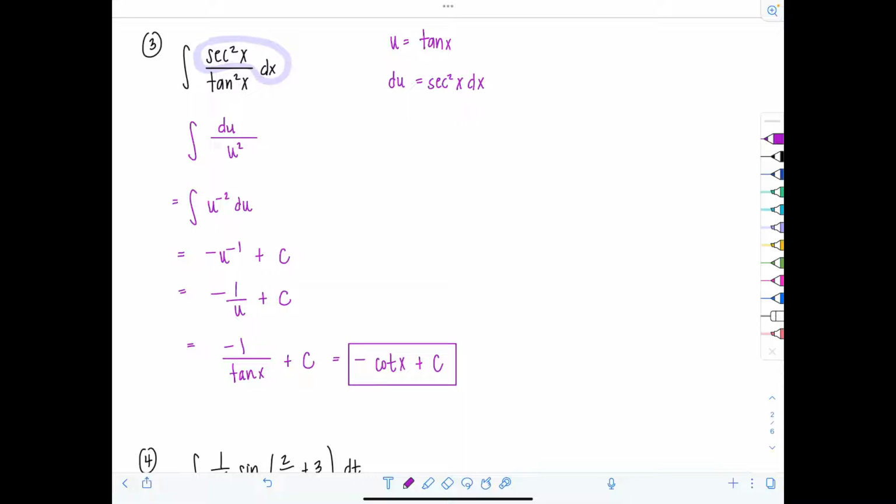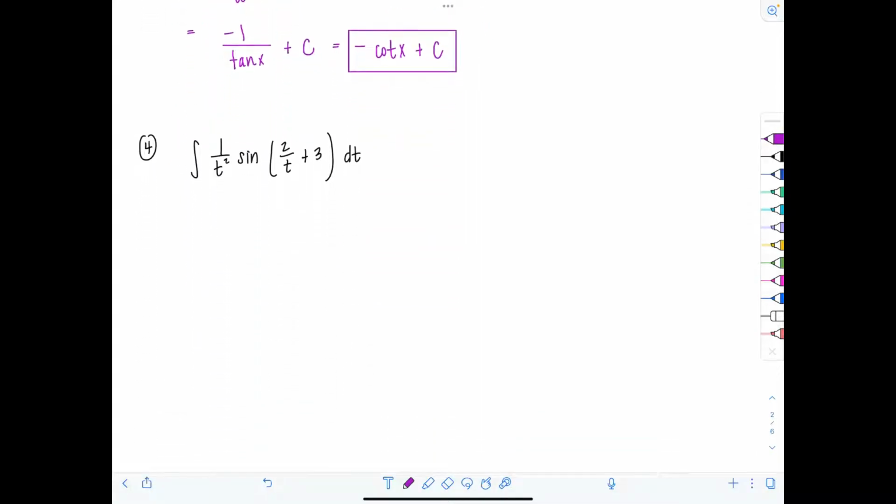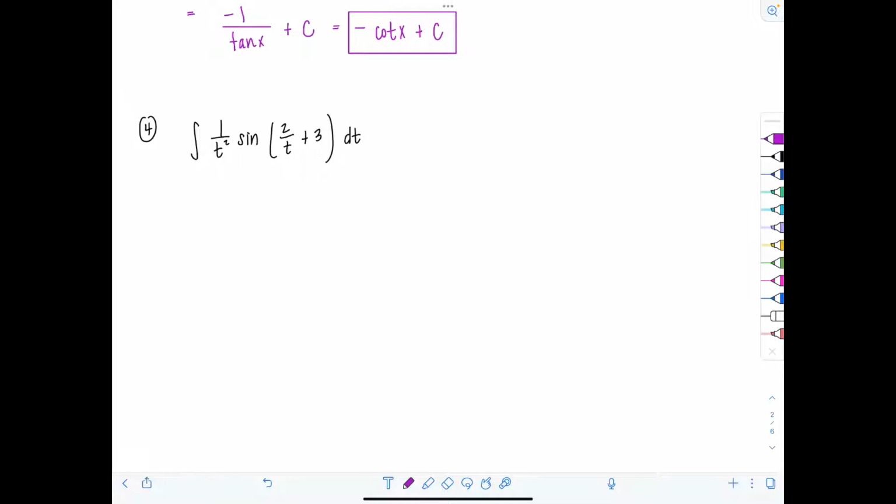Good. Are you guys ready for something a little more spicy? Let's go for it. Example 4. Integral of 1 over t squared times sine of 2 over t plus 3 dt. Okay, so take a guess. What's a good choice for u? Remember, whatever you let u equal, you want to see its derivative or a constant multiple of its derivative floating around in that integral somewhere.